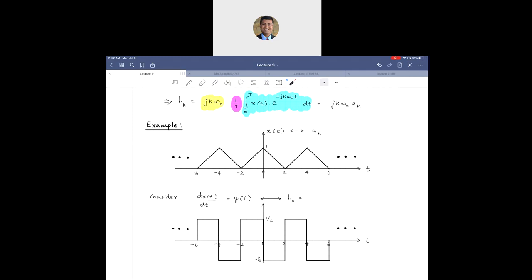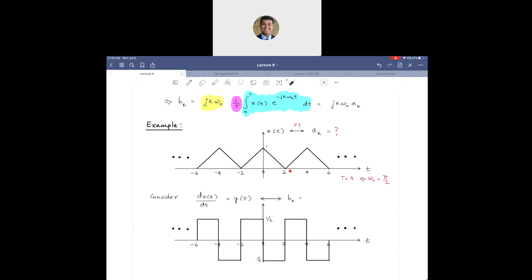All right, let's try to do an example here. Instead of rectangles, now we have a triangle. So x of t is a triangle waveform, it's periodic, whose Fourier series coefficients are a sub k. I'm trying to find a sub k. That's the problem. So let us do some quick things over here. What is the time period? Time period is 4, which implies that omega naught is going to be pi over 2. Okay, that's helpful.